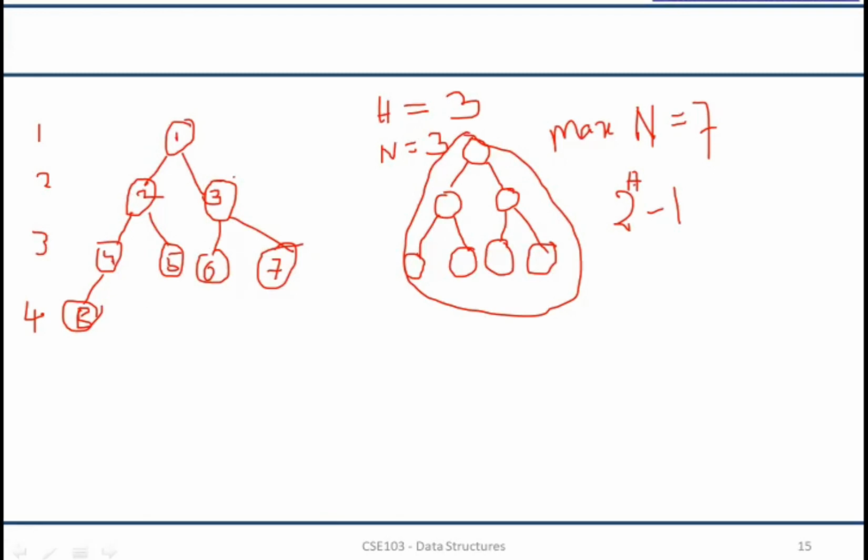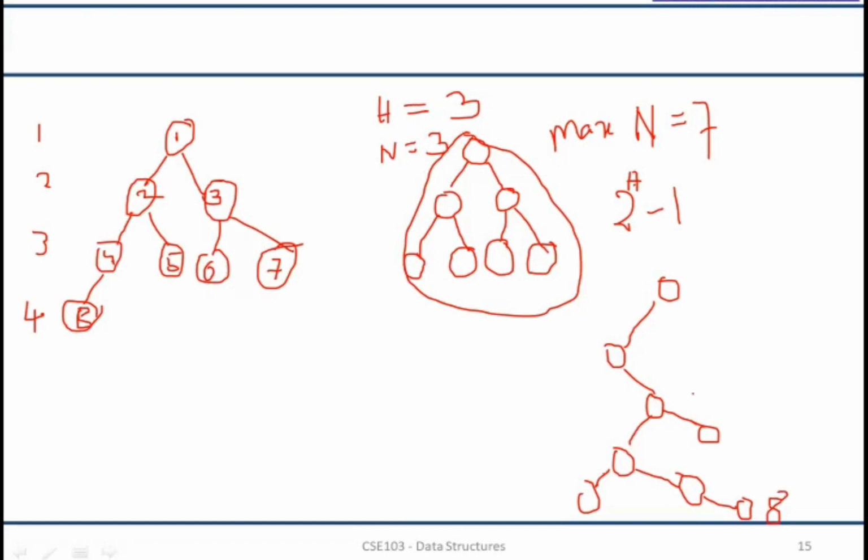Instead of this, suppose the same 8 nodes are arranged like this: 1, 2, 3, 4, 5, 6, 7, and then one more is 8. This is also a binary tree. For this node only one child, for this also one subtree, for this 2 subtrees, and for this only one subtree. Now this is the 8th node.